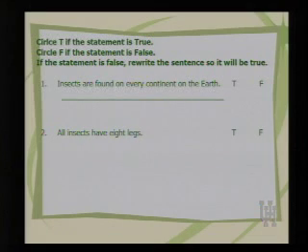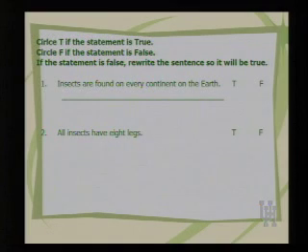This is how I would have changed it. Circle T if the statement is true, circle F if the statement is false. If the statement is false, rewrite the sentence so it will be true. I like doing this because on true-false it's so easy to guess. I'm not a real big fan of true-false questions in the first place on tests, but if you want to use them, if it is false, have them tell you why and have that be one of the points that they can earn on their test.